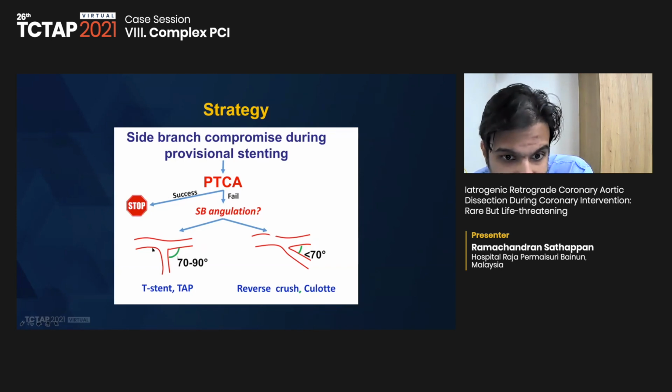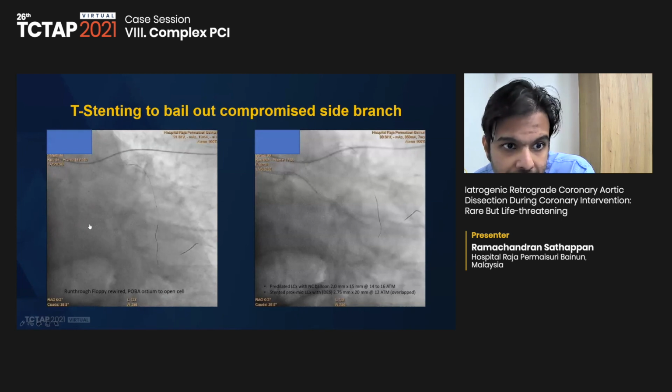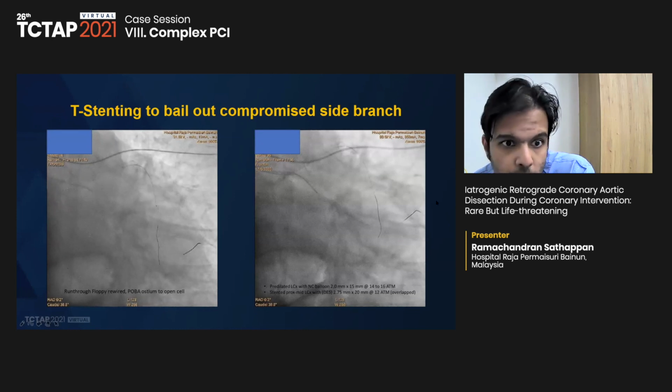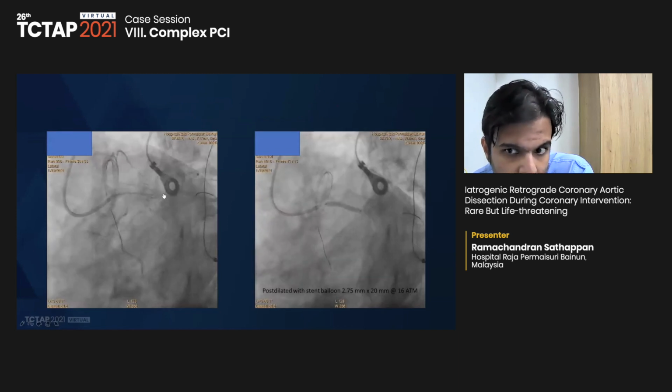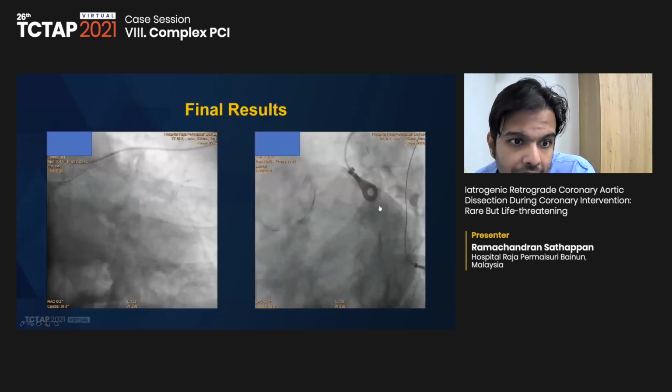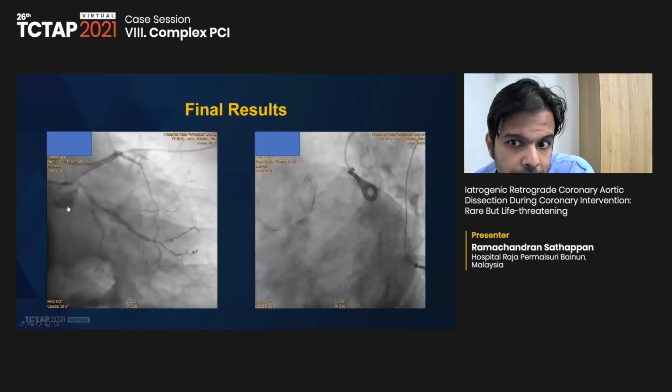So we looked at the angle. The angle was about 70 to 90 degrees, so we opted for a T-stenting strategy here. We wired back, and then we used a small balloon to open up the cell struts. Then we delivered a stent, and we chose a size just enough to overlap with the previous stent, with the proximal end parked just at the ostial circ. It was a 2.75/20, and then we did a kissing and a POT, and this is our final result here.